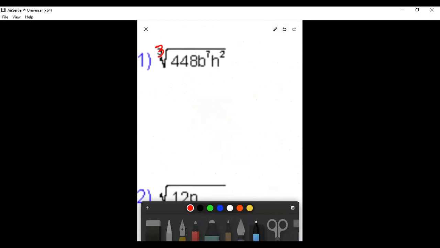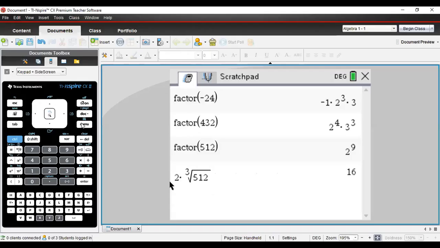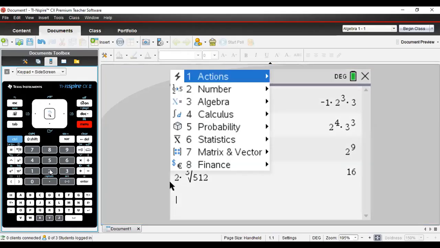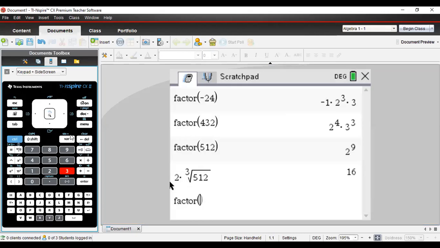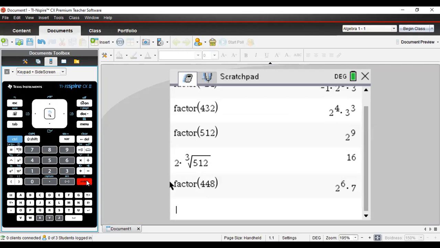So watch what I do. I still need to factor 448. I need to make sure that's factored, but I also now have variables inside. So watch how I handle it. All right, so first thing I'm going to do, go get my calculator, and I'm going to factor this. So I'm going to go menu 23, 448. Press this. So that's 2 to the 6 times 7. So I'm going to write that. 2 to the 6 times 7.